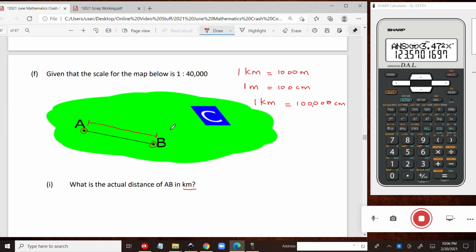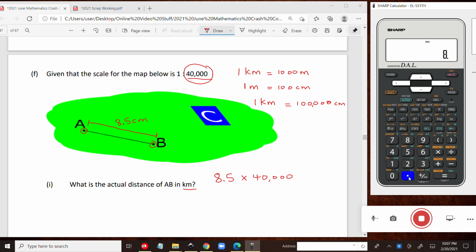I don't have a ruler on me, but let's just pretend that when we measured it, we got 8.5 centimeters. Now, obviously in the real world, the distance will not be 8.5 centimeters. It will be larger. So, using the scale, anything measured on a map will be 40,000 times larger. So, let's take 8.5 and multiply by 40,000.